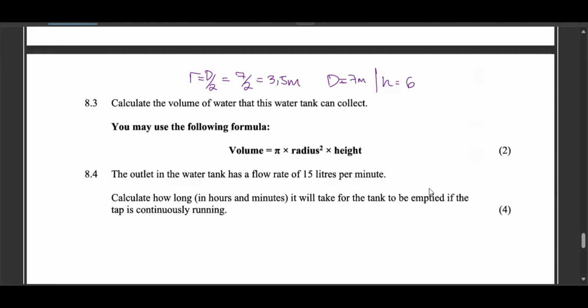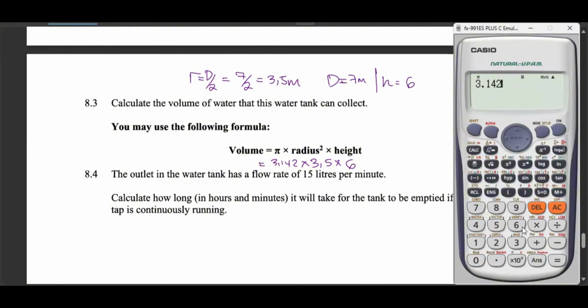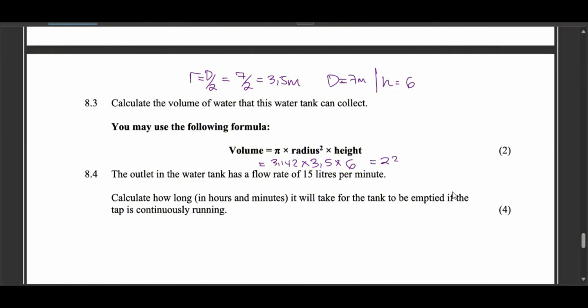The height is, so substitute. So my pi is 3,142 times, what's my radius? 3,5. What is my height? 6. 3,142 times 3,5 squared. Then after that times 6. So we have the answer as 230,94. These are meters cubed. Meters cubed. They never asked in liters or anything. So you finish, you leave it like that.